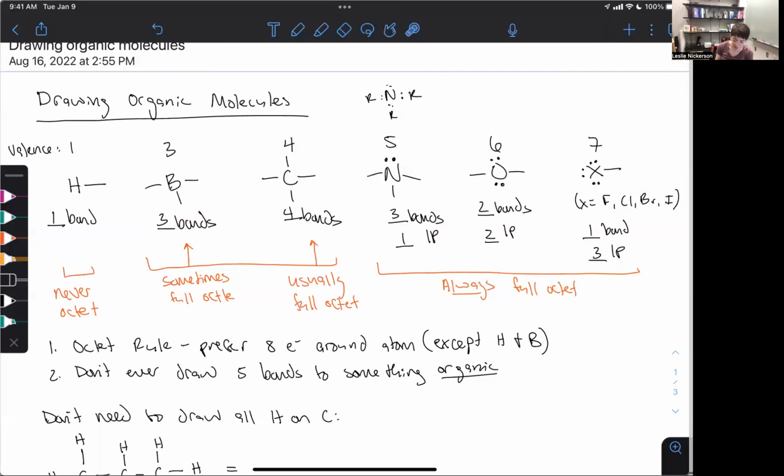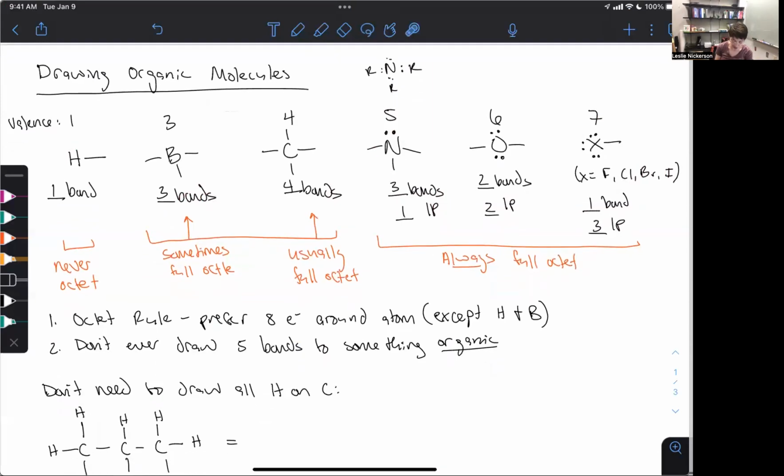Okay, so the other rule that we want to keep in mind here, besides the octet rule, is we don't ever want to be drawing 5 bonds to carbon or nitrogen or oxygen or pretty much anything in that corner of the periodic table. So for organic molecules, we're not going to be drawing 5 bonds to anything. So basically what you want to be thinking about is I need to be able to count to 4, and that's about the extent of the math that you're going to have to do in this class. If you can count how many lines are attached to a carbon, then you're going to do just fine.